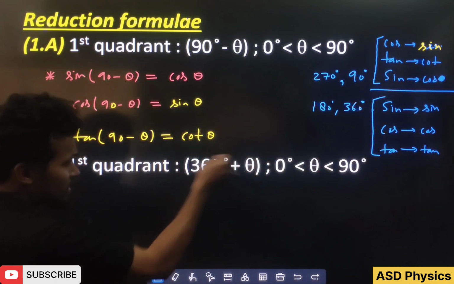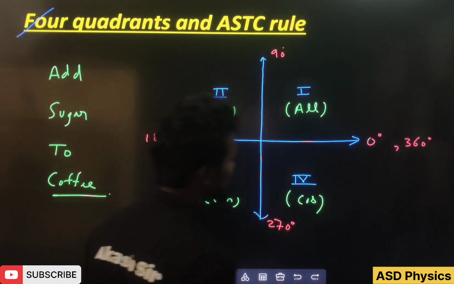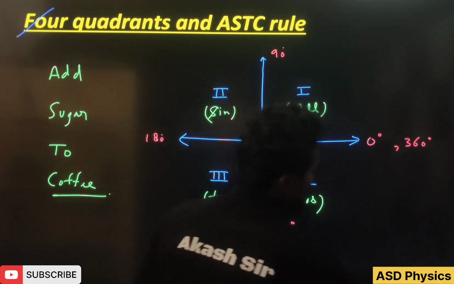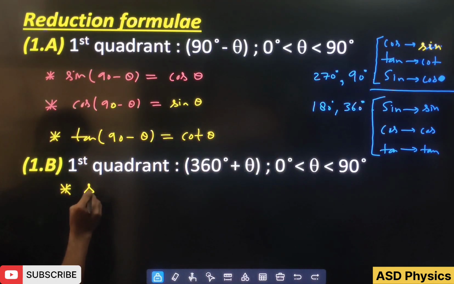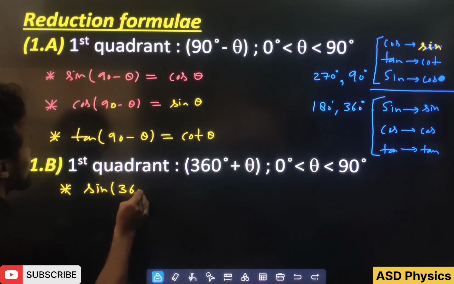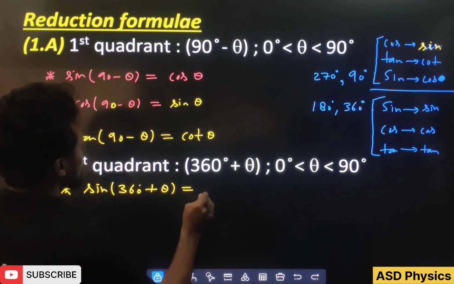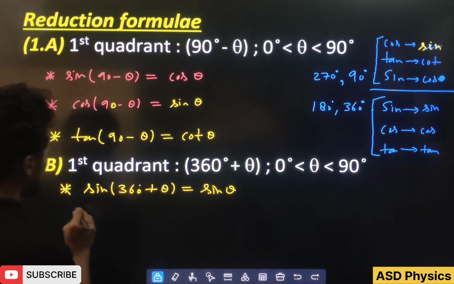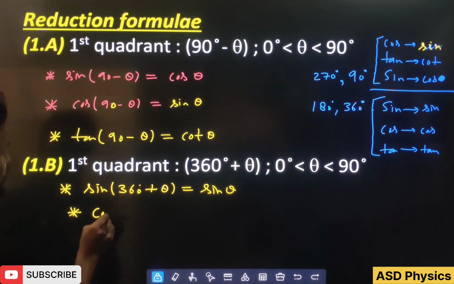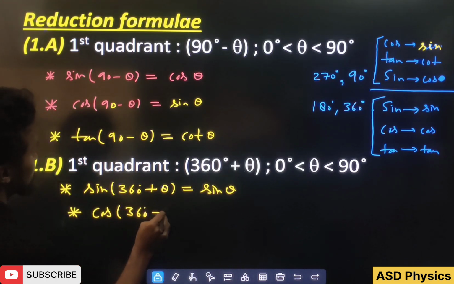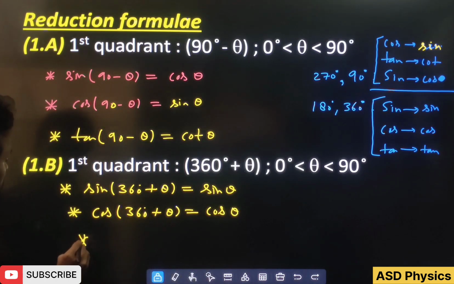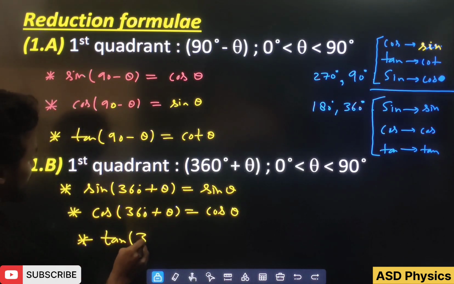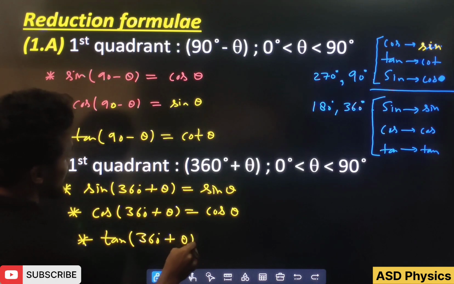Now 360 plus theta means again we are in which quadrant? First quadrant. So sine 360 plus theta will remain the same, no change, sine theta. Similarly, cos 360 plus theta, we are dealing in the first quadrant, so cos theta. Similarly, students, if I write tan 360 plus theta, what will it become again?